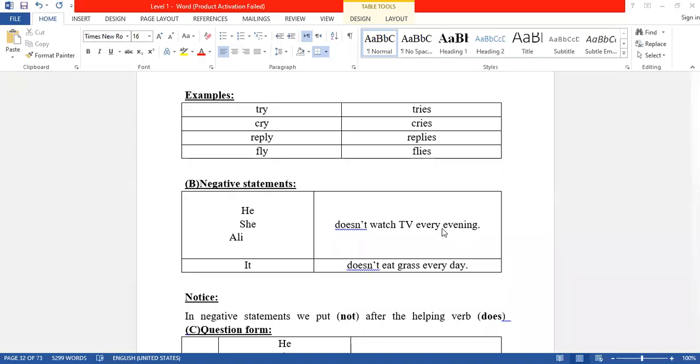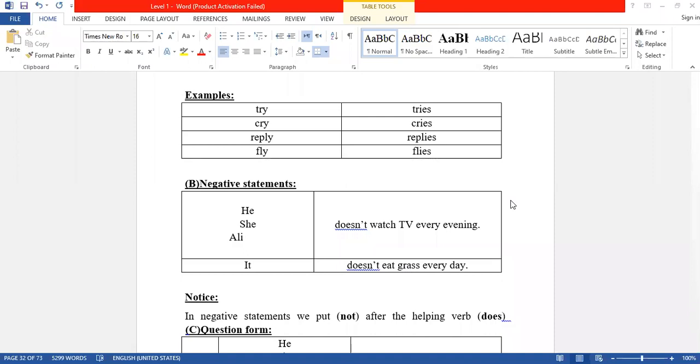Every evening is an adverb of the simple present. She doesn't watch TV every evening. Ali doesn't watch TV every evening. It doesn't eat grass every day. Grass بمعنى العشب، تأكله الحيوانات.